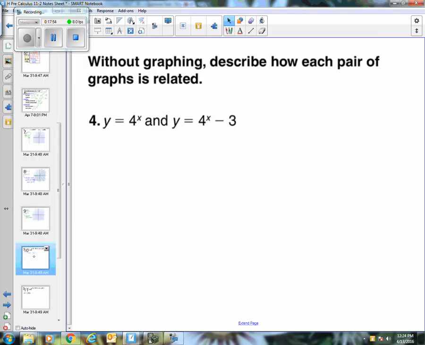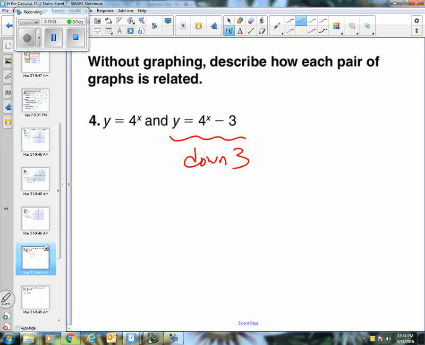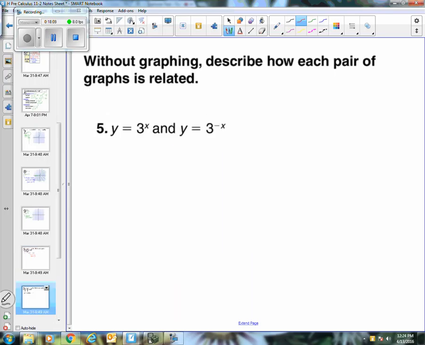All right, what's the comparison between these two? Well, they're both 4 to the x, so they're both a little bit steeper than 2 to the x would be. But what would this graph do? Be down 3, because it's on the outside, it's with the value of y, the whole graph would be dropped down. Okay, and then last one, what's the difference?